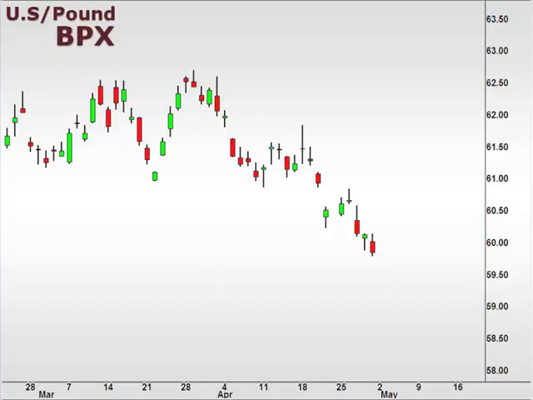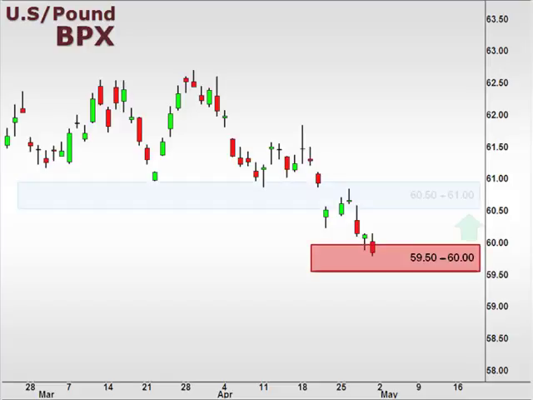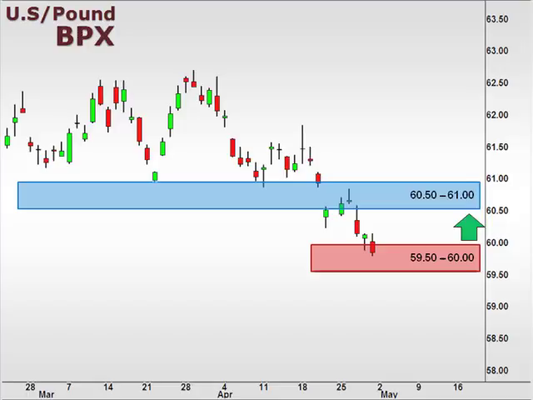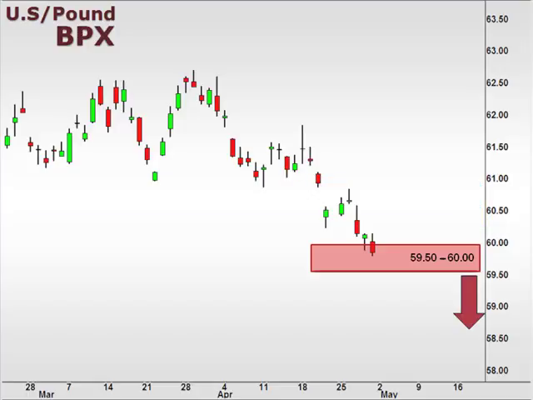As long as the pair value continues to respect the trend line, the path of least resistance is to the downside. Let's take a look at the BPX, the U.S. versus the British pound. Well, the BPX is hitting a target at 59-60. A bounce could test resistance at 60-61. However, the current trend is to the downside.